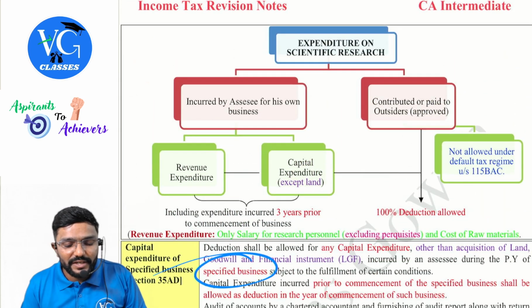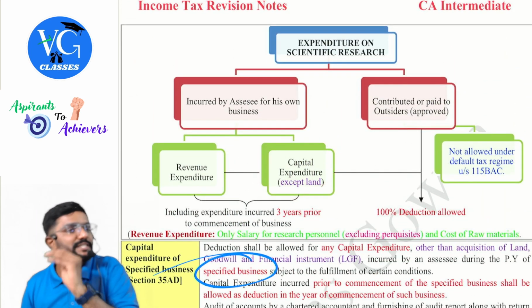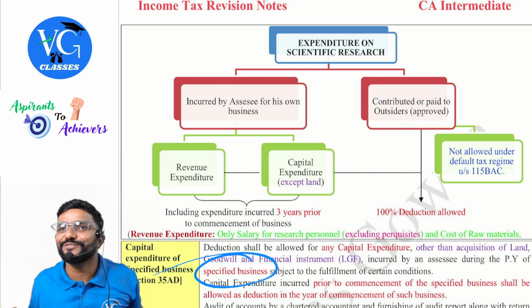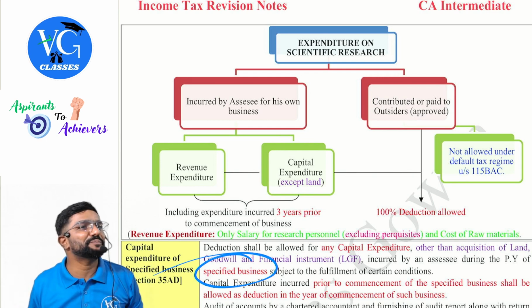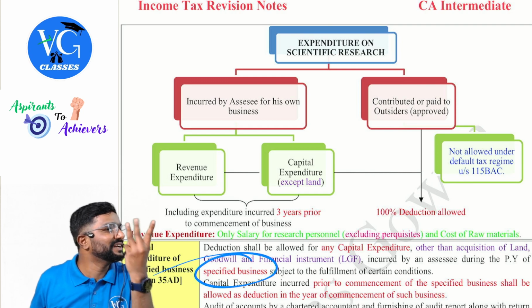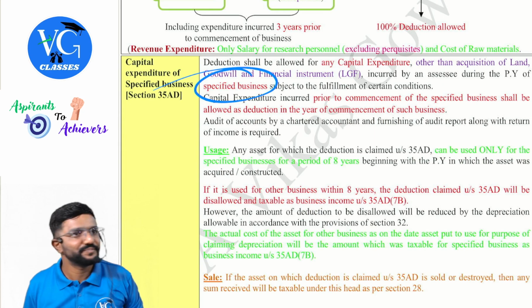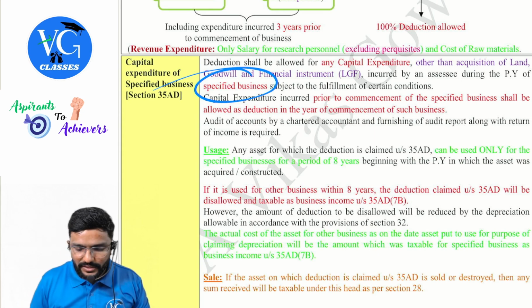Guys, assume I have incurred some capital expenditure for my scientific research business 4 years back. This year I am commencing the business. Can I claim the deduction for it? No. Under section 35, you cannot claim, because they clearly tell only within 3 years. Whereas for specified business, that time limit is not there, guys.